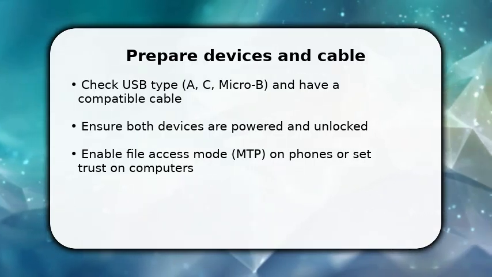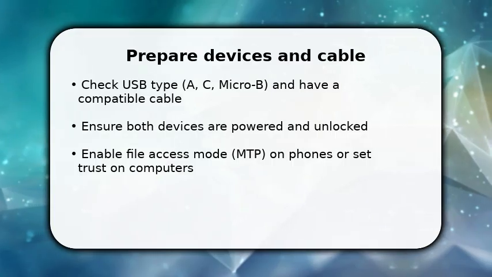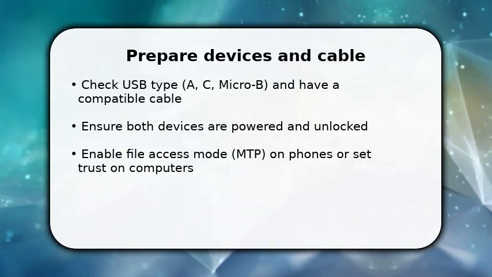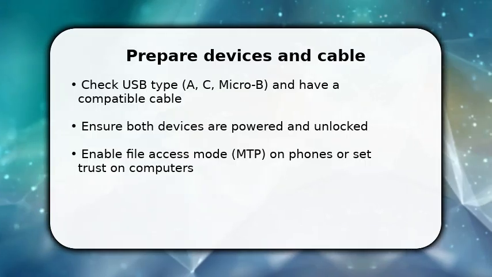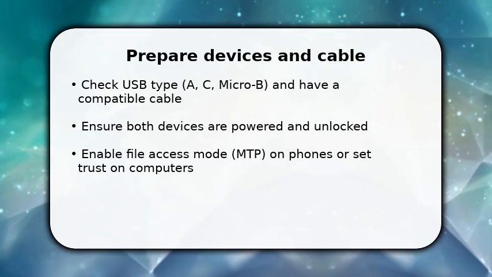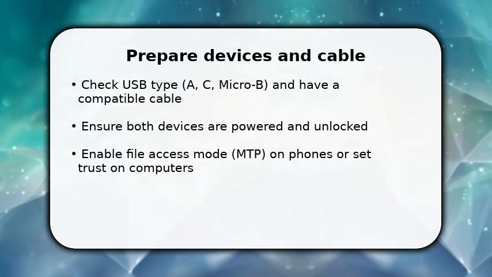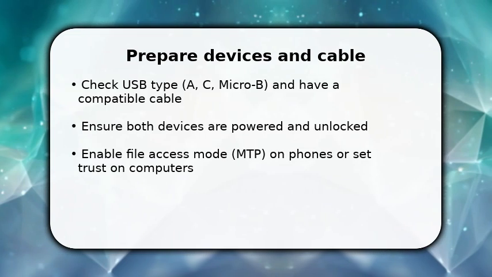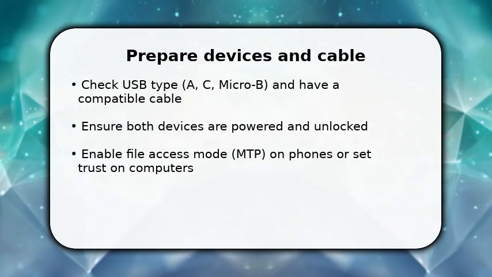On phones or tablets, tap the USB notification and select File Transfer or MTP. On computers, accept trust prompts. Do this now so you avoid permission errors later. This step prepares both endpoints and establishes the connection that enables browsing folders and copying files securely.